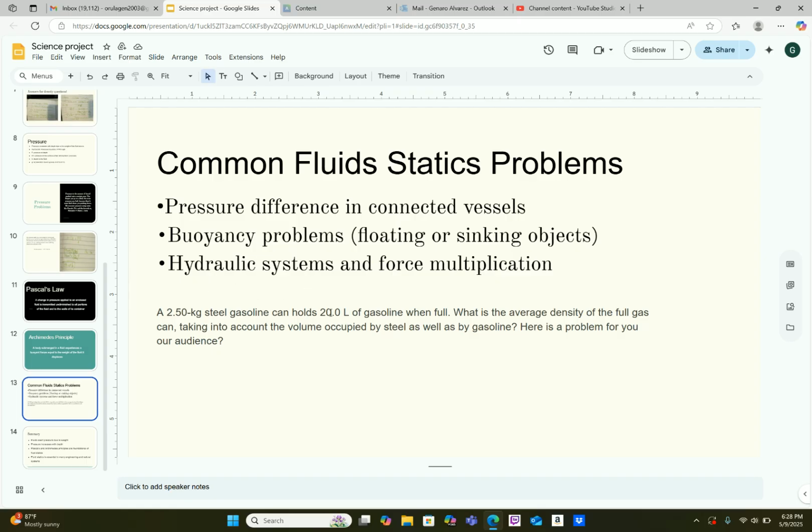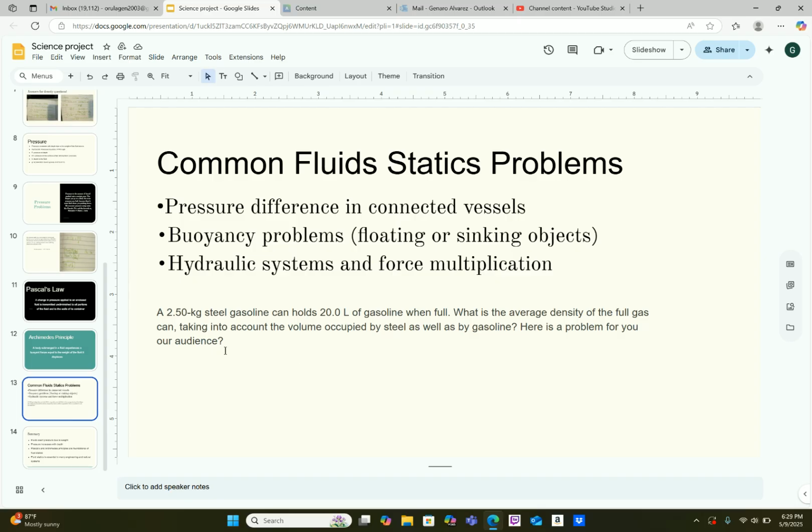I found that we should give you guys a problem. Maybe you could give it to your professors or anybody that says they know physics or fluid statics, and you could give it a try as well, so you could practice too. Here's the problem. A 2.50 kg steel gasoline can holds 20.0 L of gasoline when full. What is the average density of the full gas can, taking into account the volume occupied by the steel as well as by the gasoline?